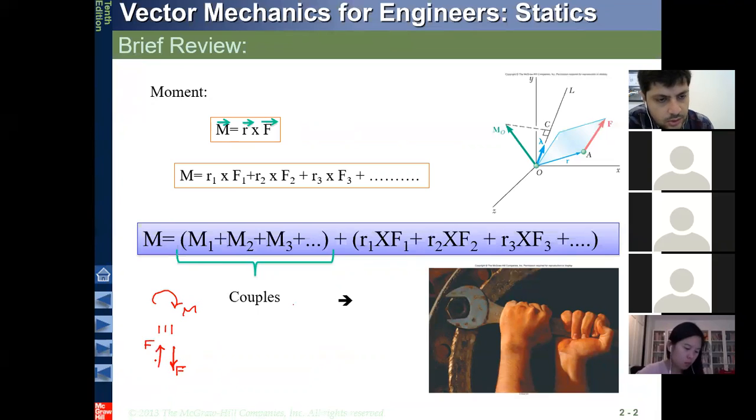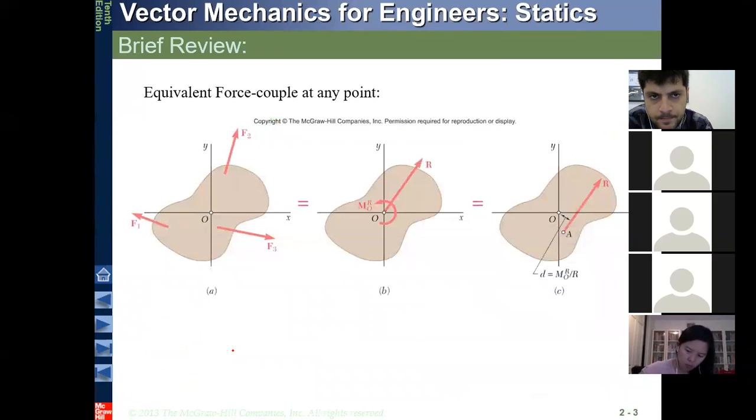And so if you have the distance d between these two forces, then M is equal to F d. And because the resultant of the forces is zero, we don't usually show the forces, and instead we just show the resultant moment, which is equal to F d, and we call it a couple.